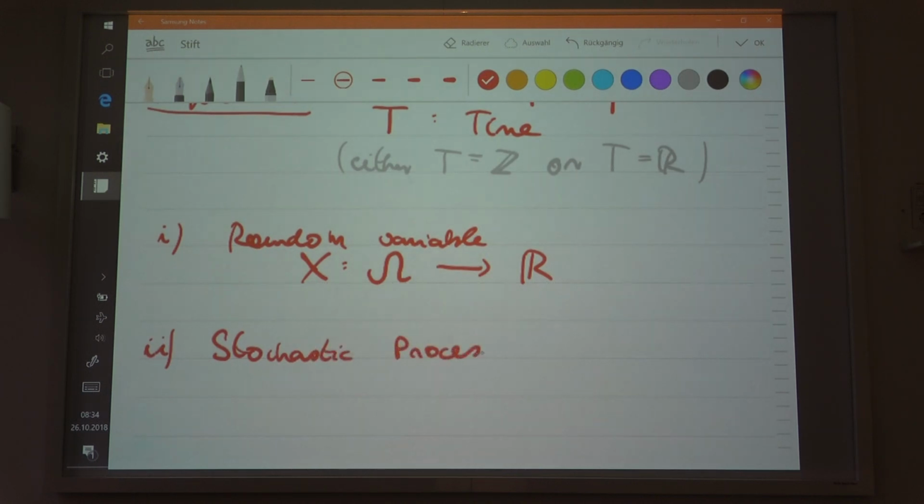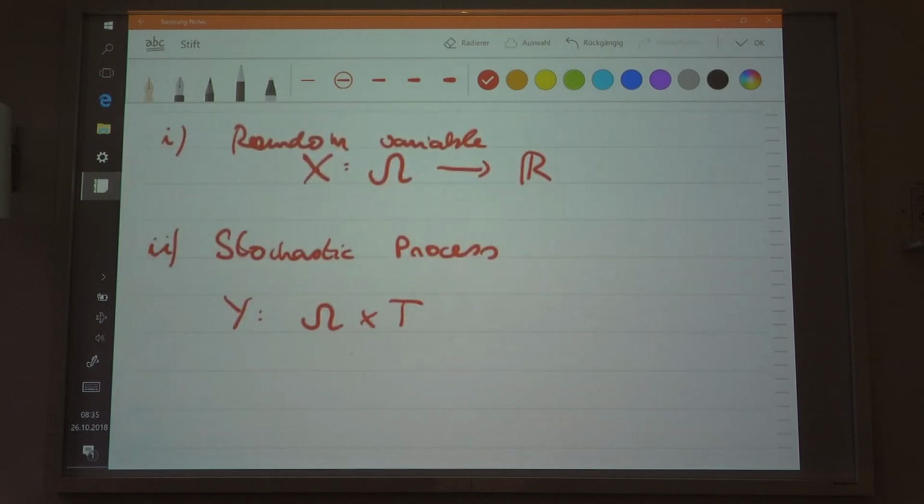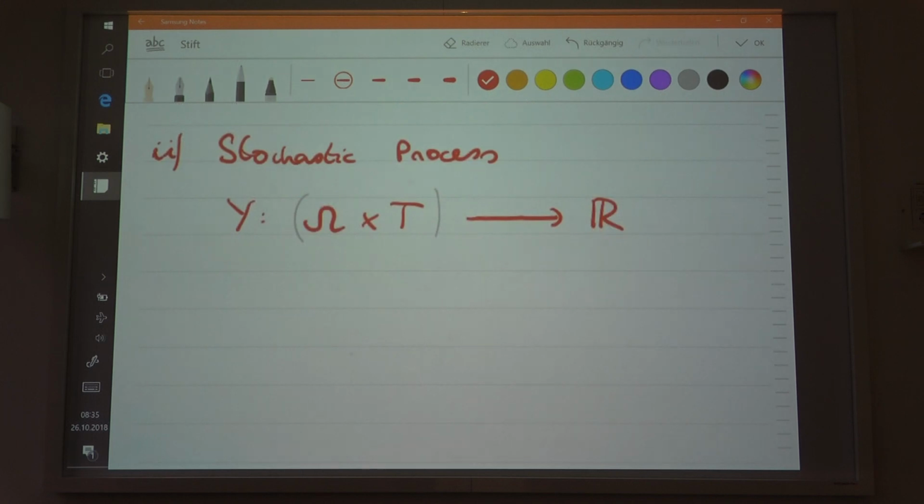I'm going to refer to it as capital Y. This is also a function, and what you have is a Cartesian product. You know what the Cartesian product is? You have the sample space and the time, and we have the Cartesian product. I'm not sure whether or not you know what this is, so maybe we're going to look at an example in case we forgot. You can put this in parentheses, but you don't need to. And we map this to the set of real numbers. That's the only difference. Let me just give you an example.